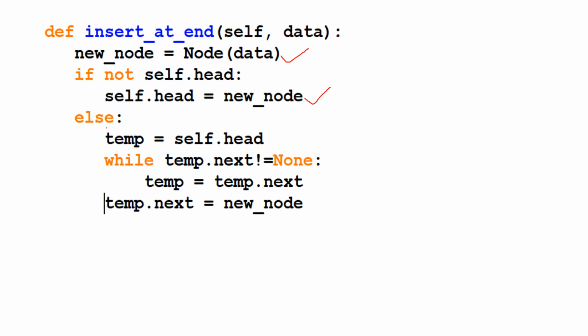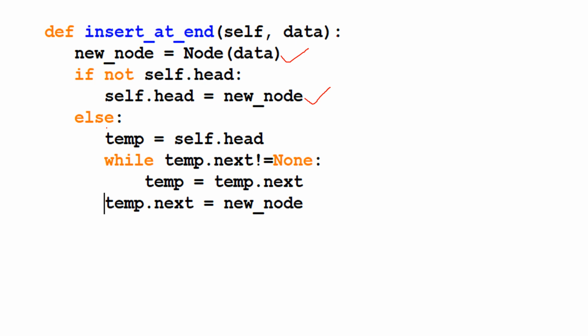Otherwise, we assign self dot head to the temporary variable, and we move until not none, which means not null, incrementing temp by 1. Later, when we reach the last node, that node's next is equivalent to the new node. The meaning of this statement is that we are adding the node at the end.